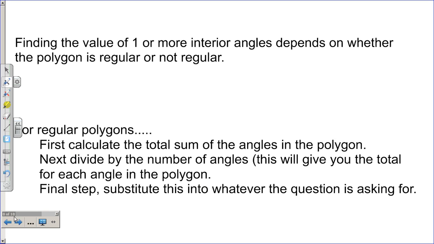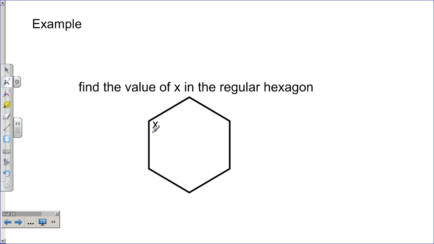So now let's talk about what we do if we need to find the value of one interior angle. Well, first you have to see whether or not it's regular. If the polygon is regular, then that means all of these are the same. If they're all the same, then it's pretty easy. So first, this has 1, 2, 3, 4, 5, 6 sides. So I would go 6 minus 2 times 180.